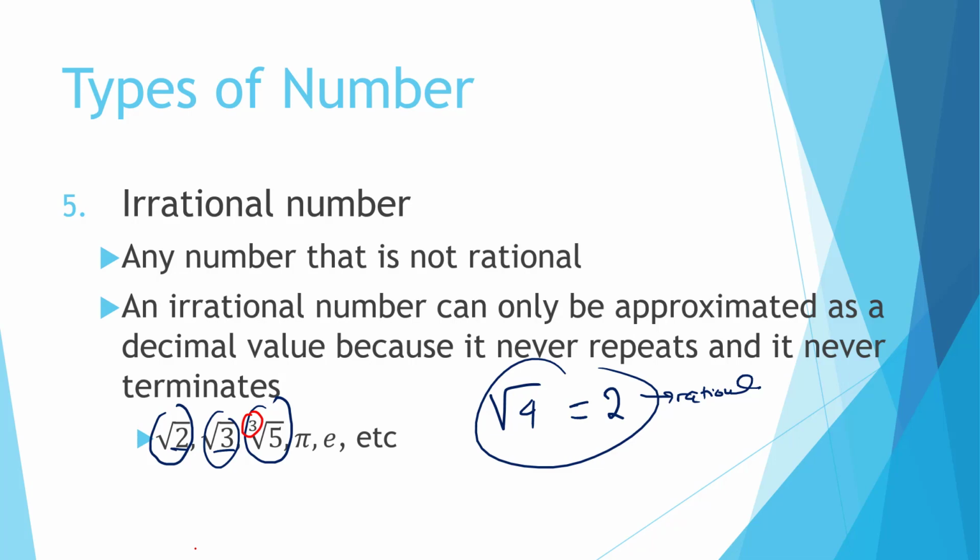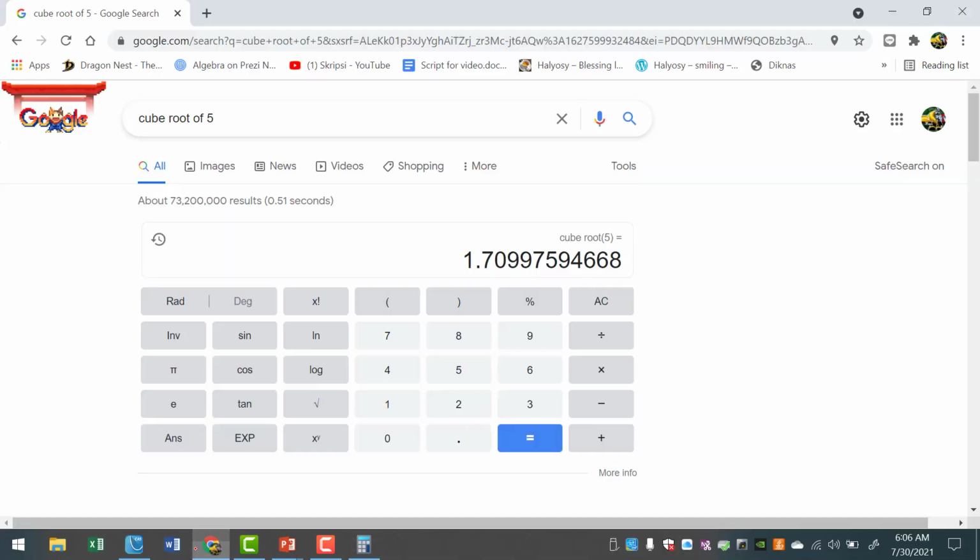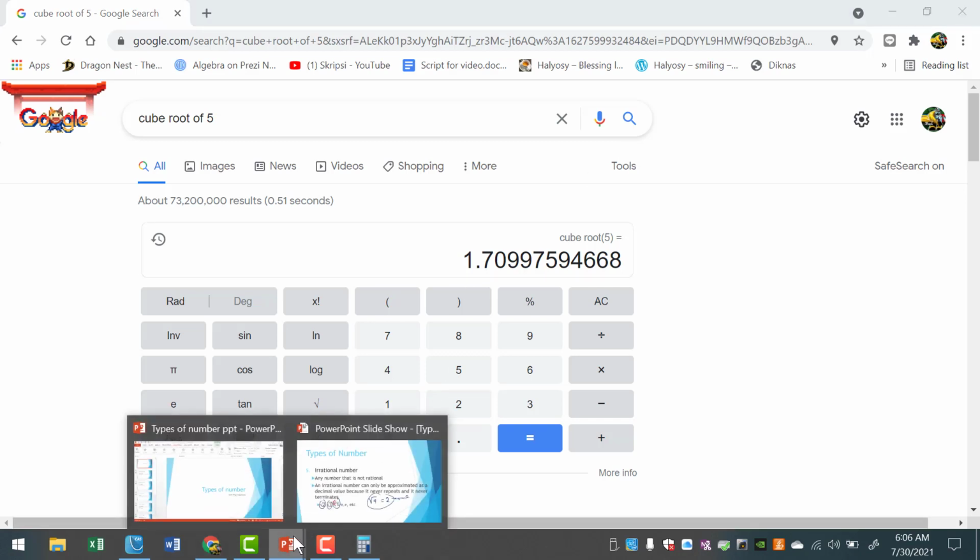If I go back to the calculator, we have a lot of numbers here. But as you can see, it has 1.70997594668, and it doesn't have any pattern. Again, it doesn't have any pattern. Because if we convert this number into a decimal, it doesn't have any pattern, it means that this is going to be an irrational number. Okay, let's go to the next one.